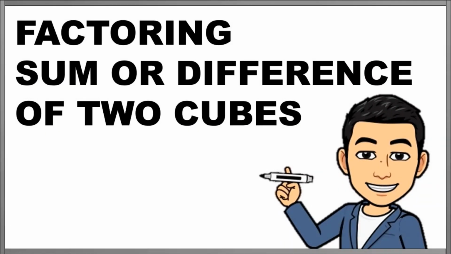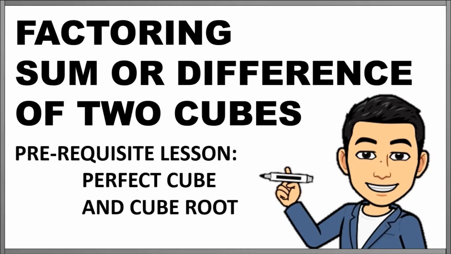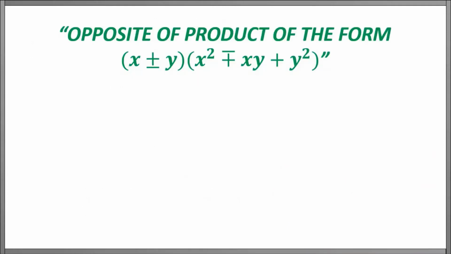Hello everyone, we're now on the third factoring technique, which is about factoring sum or difference of two cubes. In this lesson, you should know how to identify perfect cubes as well as how to get their cube roots. This topic is actually the direct opposite of the product of the form, the quantity x plus or minus y times the quantity x squared minus or plus xy plus y squared.